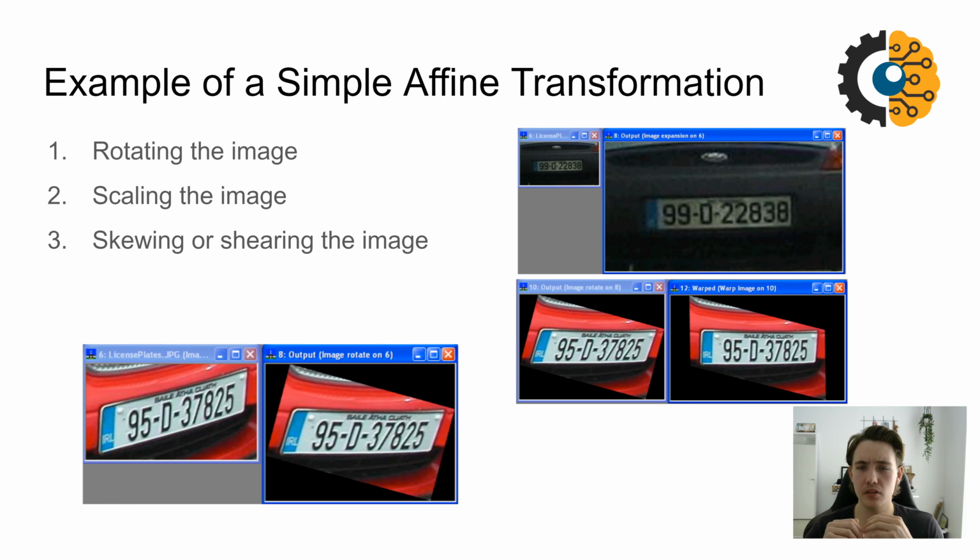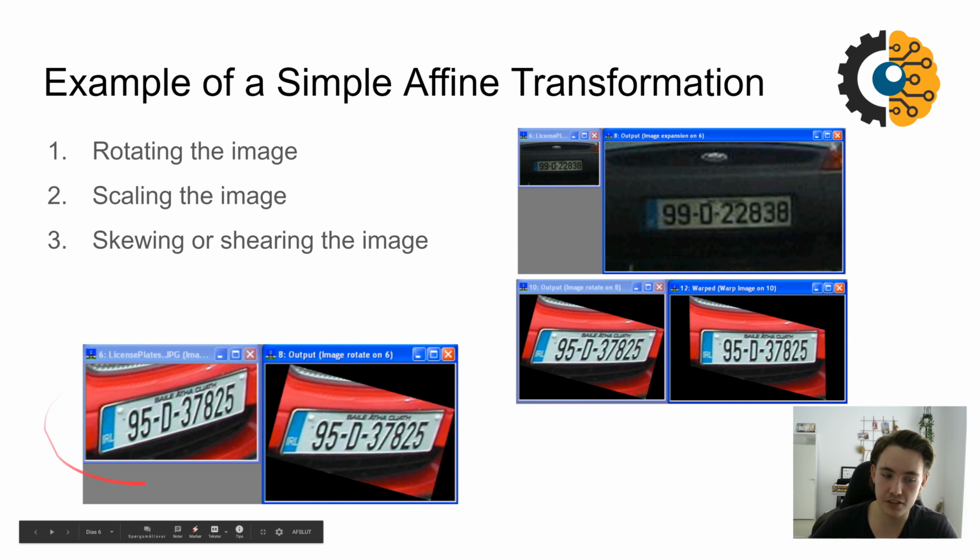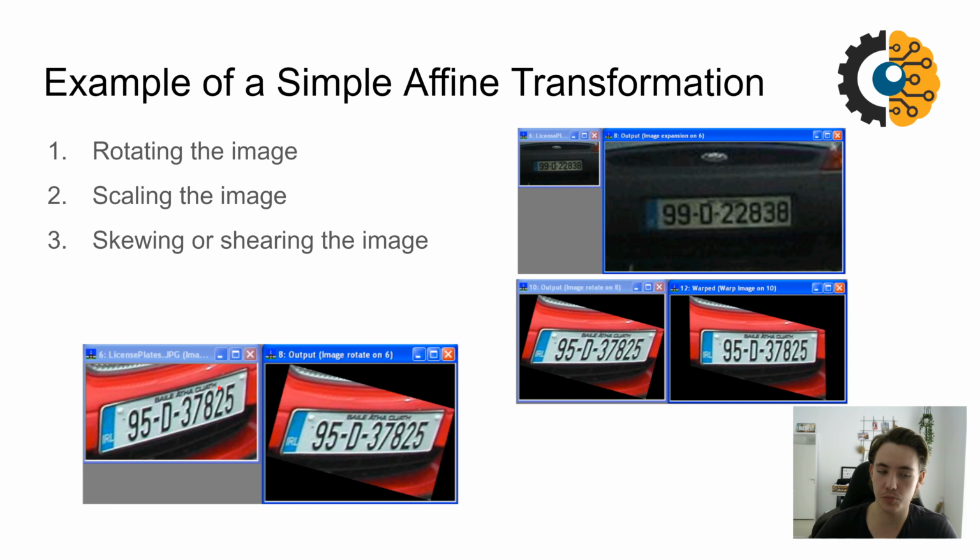So an example of a simple affine transformation is this car number plate here, and I'm going to show you this example in code. First of all, in the first example, we have this image where we can see that it is not aligned, and it's pretty hard, or not optimal, for a computer to read the numbers or letters on the car number plate here.